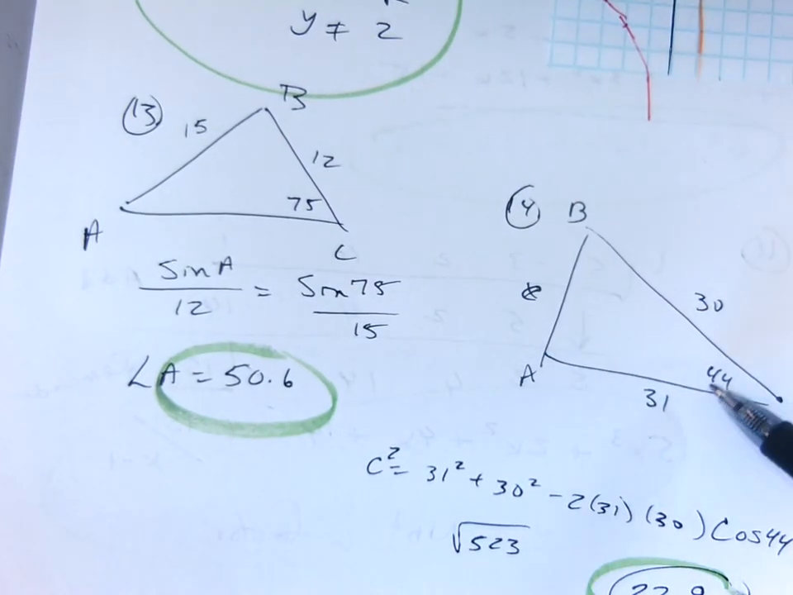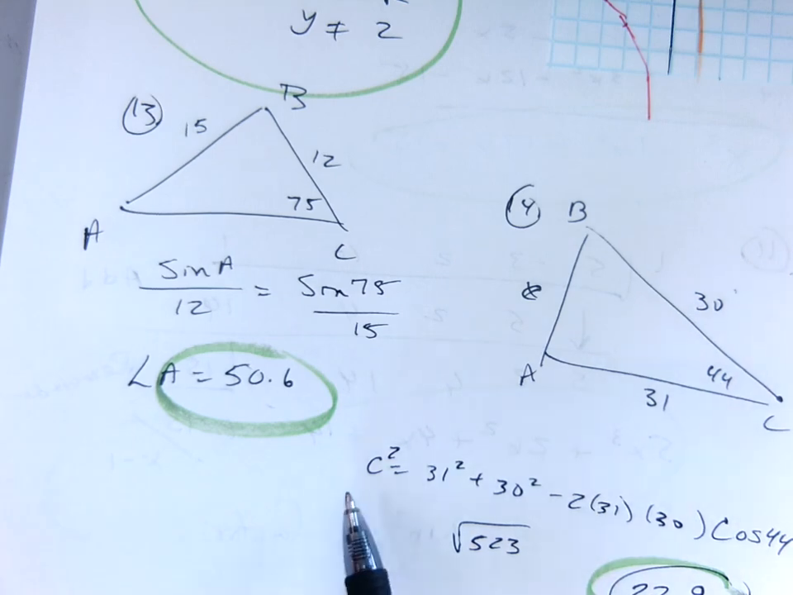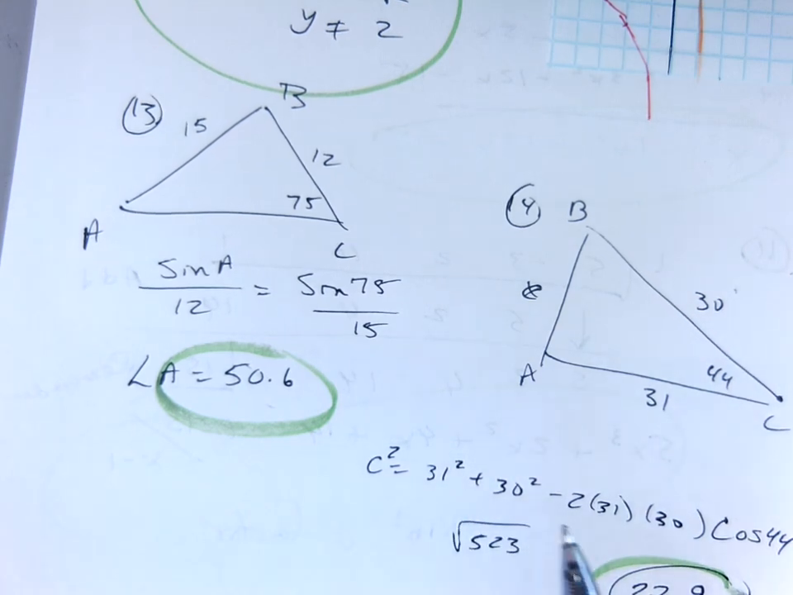The last one, I've got side equals side, so I use the law of cosines. C squared equals adjacent squared plus adjacent squared minus 2 times the adjacent times adjacent cosine of the angle. I got this big number and I square rooted. So I got a 22.9.